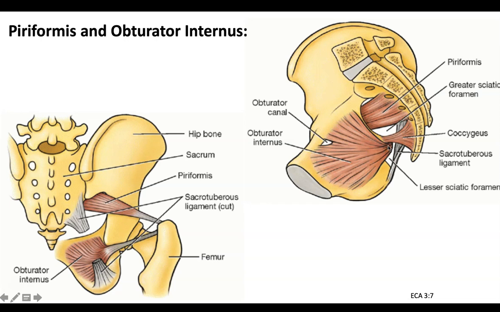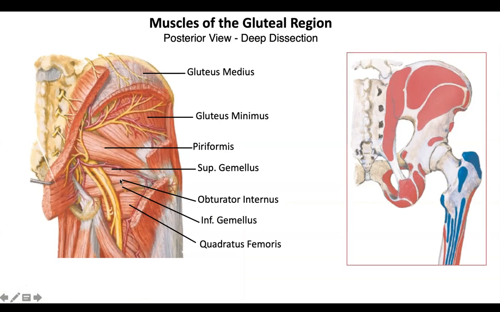Obturator internus muscle exits through the lesser sciatic foramen, and through the lesser sciatic foramen, it enters into the gluteal region. And in the gluteal region, most of this muscle becomes tendinous. And the tendon of the obturator internus muscle is reinforced superiorly and inferiorly by the gemellus muscle. Gemellus is singular and gemelli is plural. So superior to the obturator internus is the superior gemellus, inferiorly is the inferior gemellus.